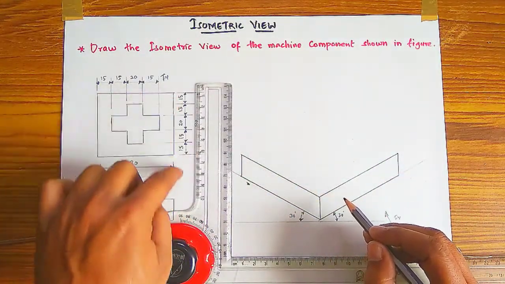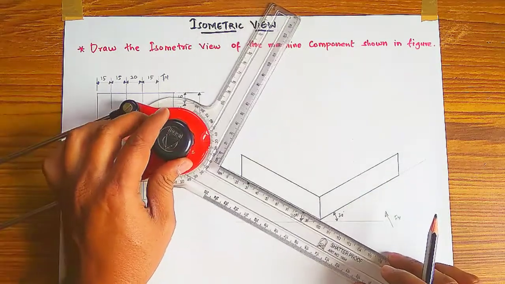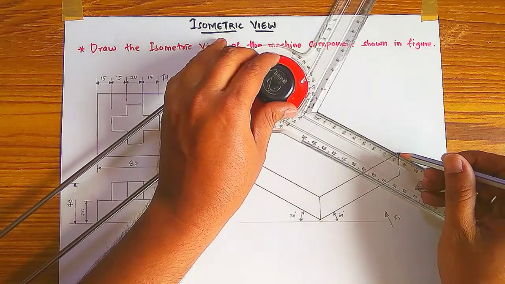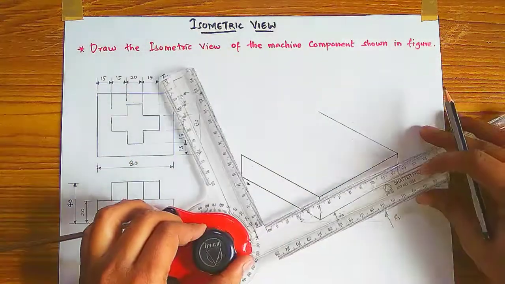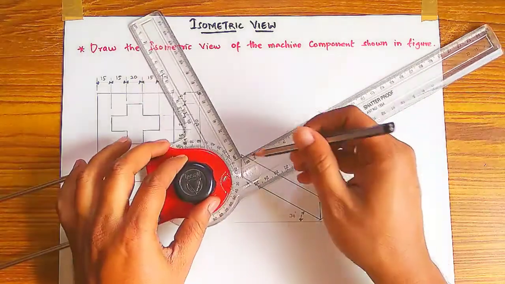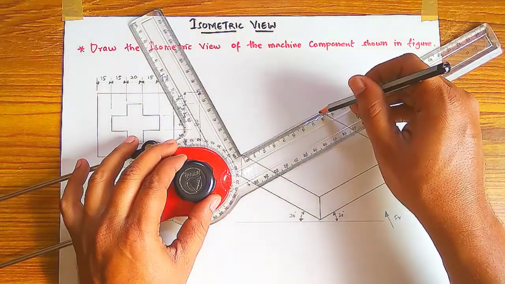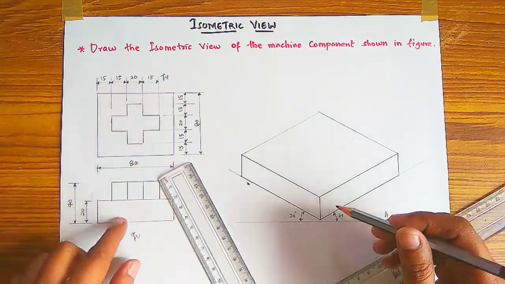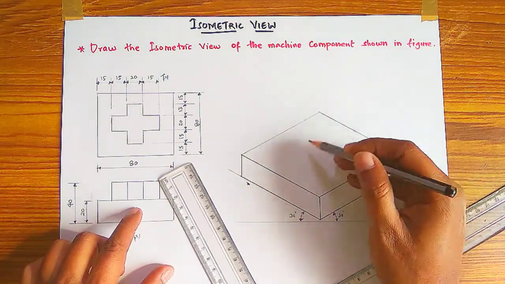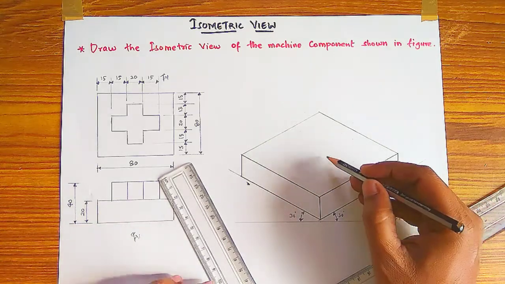Now the remaining 80 and 80, we have to draw parallel to this at an angle of 30 degrees. From here 80 mm, and from here adjust the angle, and from here 80 mm. When the square plate is looking like this, on this square plate you have a square sign, so we have to draw that at the middle.